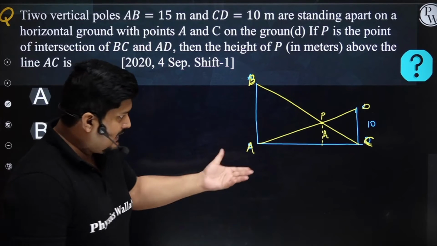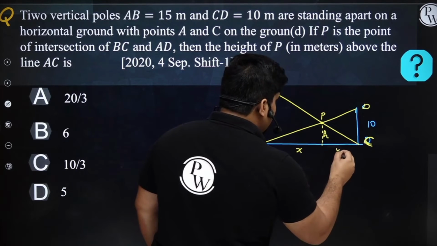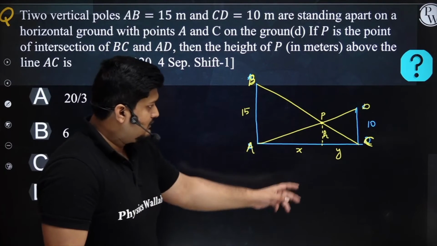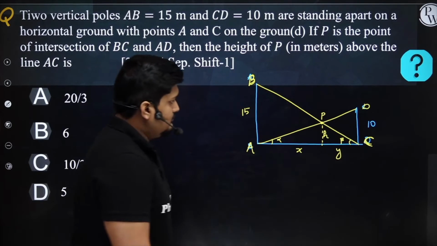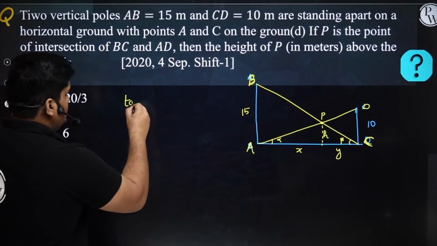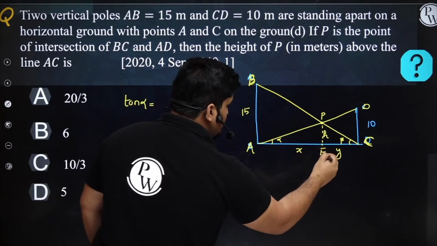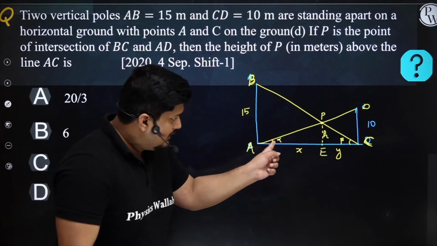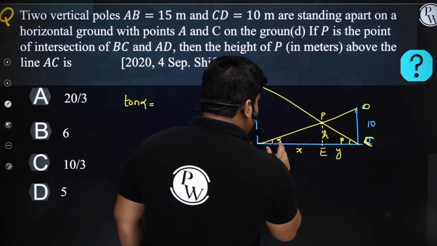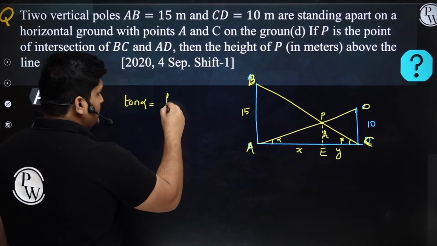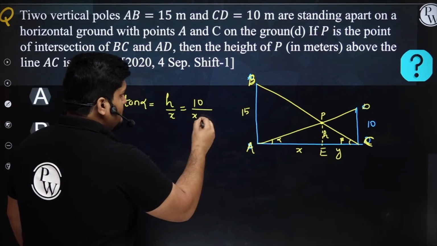So again, we have so many right angle triangles, so we'll write the result. This is known 15, this is 10. Suppose this is X and this is Y. Let's say this angle is alpha and this angle is beta. So what will be tan alpha? Tan alpha will be equal to H upon X in triangle APE. And in triangle ADC, tan alpha will be equal to 10 divided by the base, which is X plus Y.